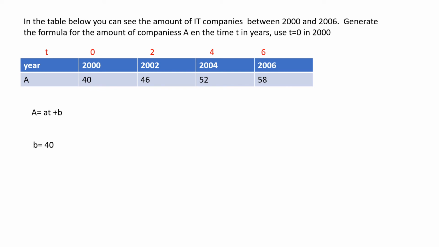And for each 2 years it will increase by 6. So for each 1 year it is 3. So that's your a, the increase. And now we have the formula.